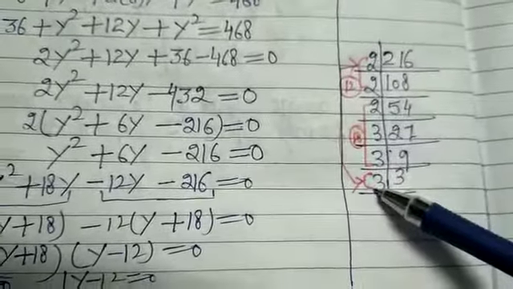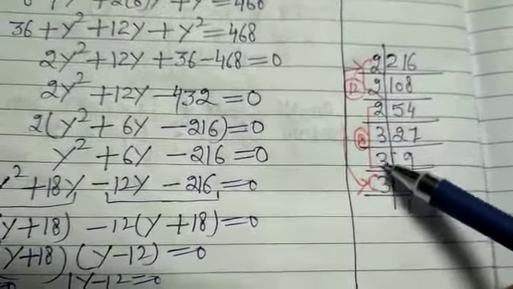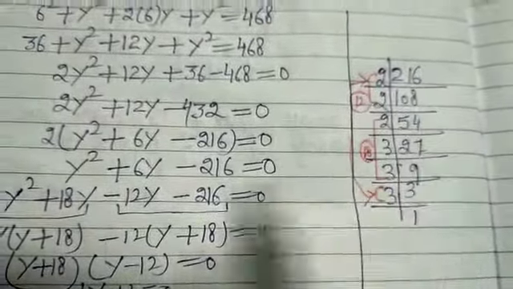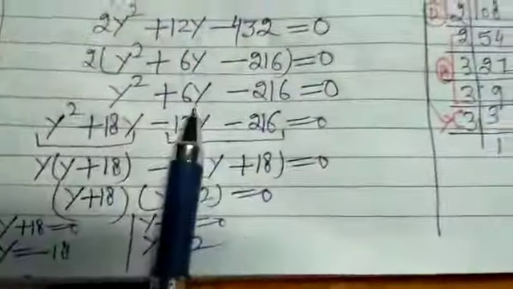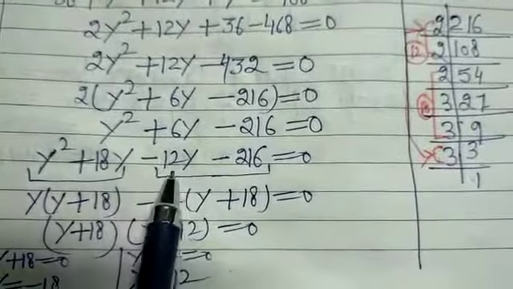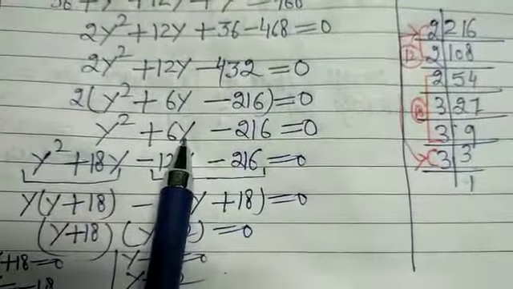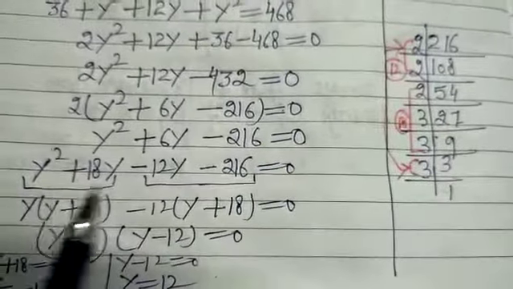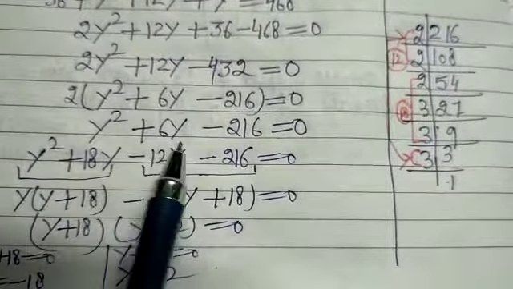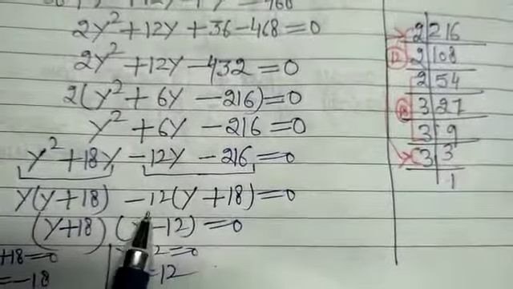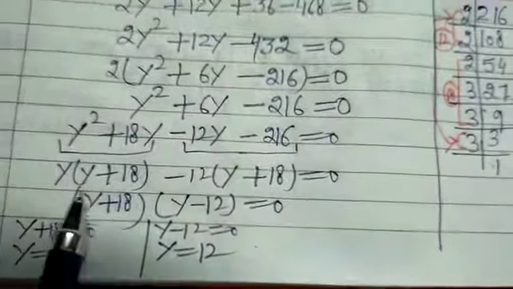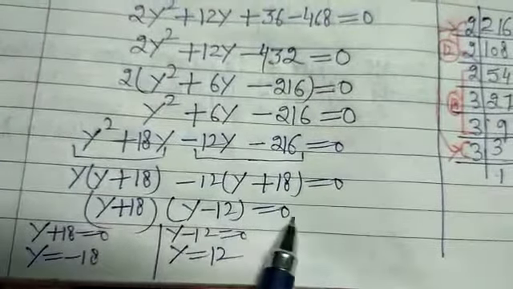2 into 2 into 3 is 12, and 2 into 3 into 3 is 18. So 18 and 12 are the two middle factors of 6y. So it is plus 18y minus 12y, because 18 minus 12 is 6, and multiplying these two gives 216. Taking common from the first two terms, y into (y plus 18), and from the last two terms, minus 12 into (y plus 18). Now y plus 18 is a common factor, and we have (y plus 18) into (y minus 12) equal to 0.